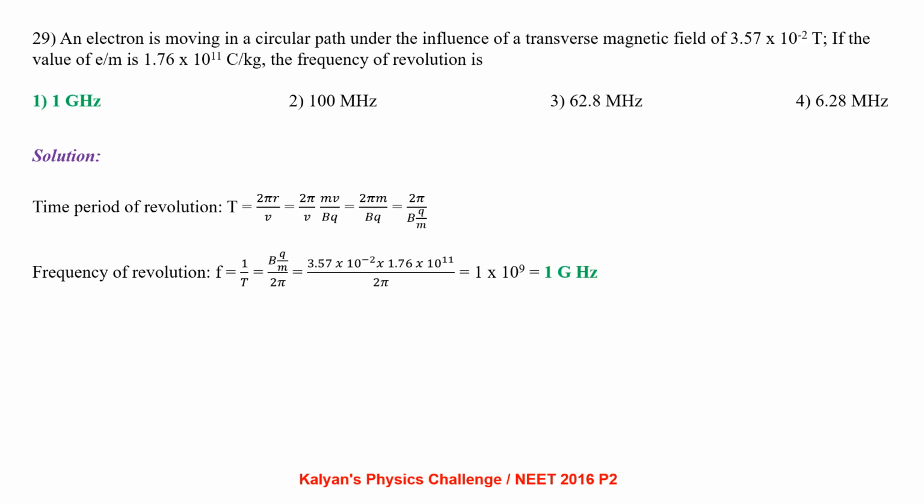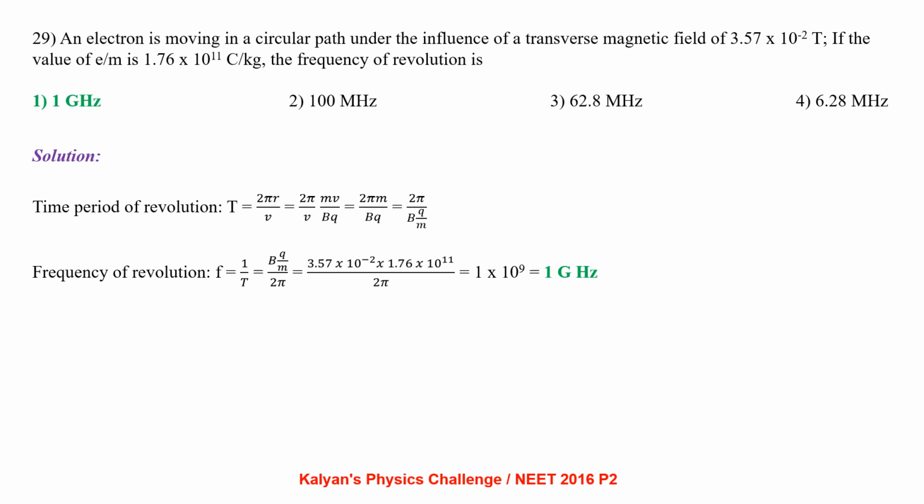An electron is moving in a circular path under the influence of a transverse magnetic field 3.57 into 10 power minus 2 Tesla. If the value of e by m is 1.76 into 10 power 11 coulomb per kg, the frequency of revolution is. The time period of revolution of a charged particle in a uniform magnetic field is given by T equal to 2 pi r by v.